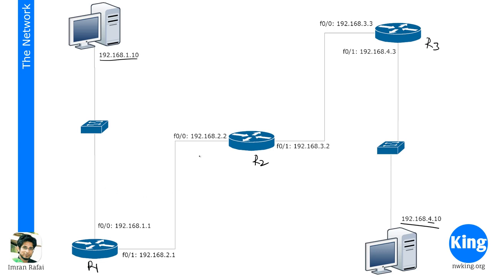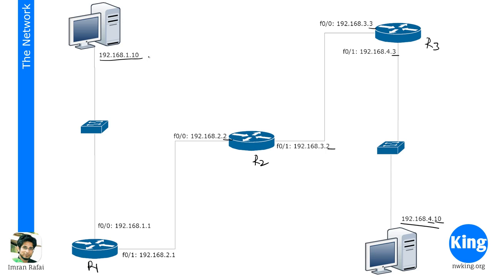This is 1.0, this is 2.0, this is 3.0, and also the IP addresses that I've given to the routers are 1.1 because it's router 1, 2.1 because it's router 1, 2.2 and 3.2 because the last octet 2 denotes router 2, and 3.3 and 4.3 denote router 3, right? And I've given the last octet 10 for the computers, both the hosts. You can follow anything, it's up to you, but I have followed this. It becomes easy for me.